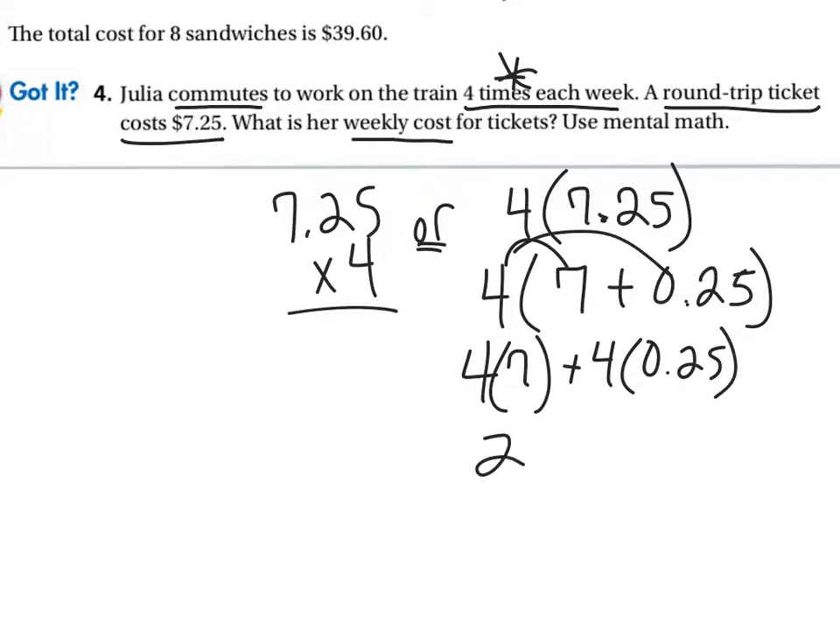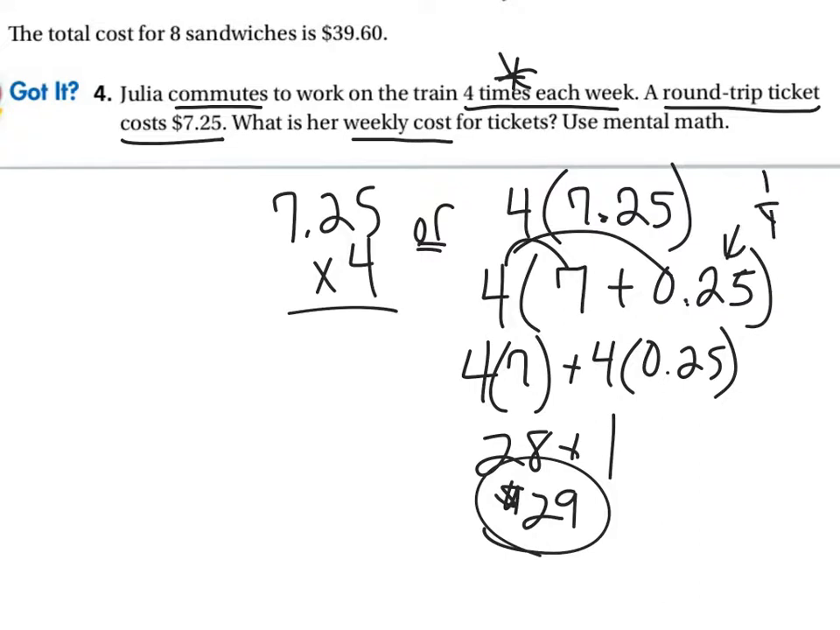So 4 times 7 is 28. 4 quarters would be $1, and that would be $29. Another option somebody mentioned is that the 25 cents, 0.25, is the same as 1/4, and 4 times 1/4 is 1. So either way you want to do that, you should get $1 for that part, $29 overall.